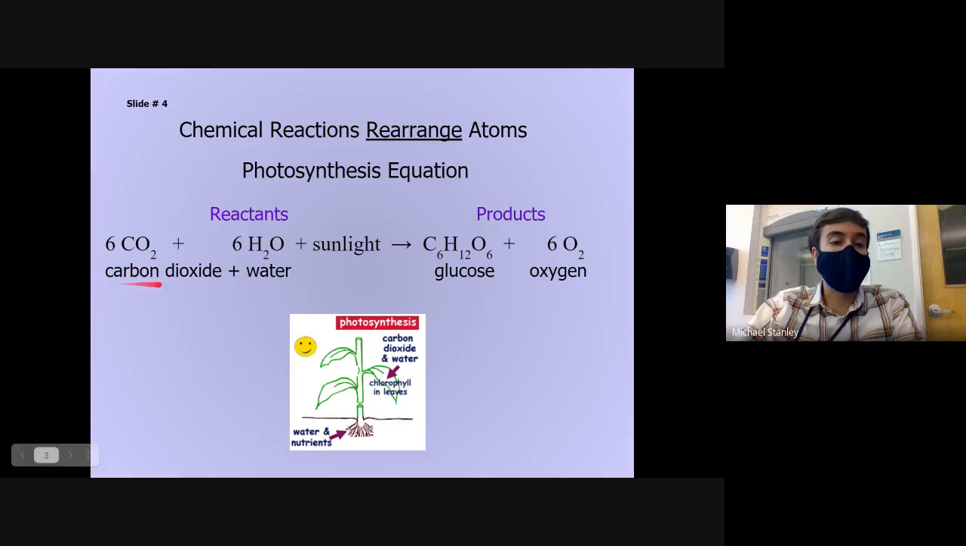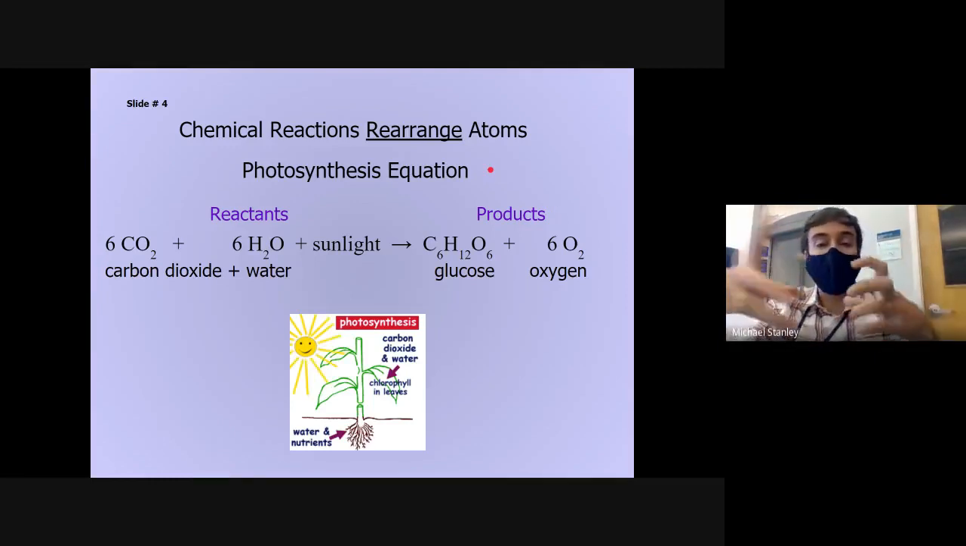So these numbers here represent how many of that particular molecule we have. We have 6 carbon dioxides and 6 waters, and those are coming together to make 1 glucose and 6 O2 molecules. So we have our reactants that we're starting with, our products that we're ending with, and we are rearranging the atoms. We're reorganizing how they're attached to each other.